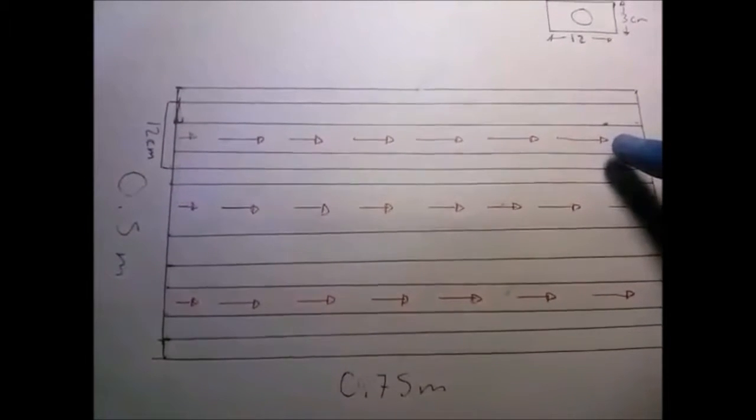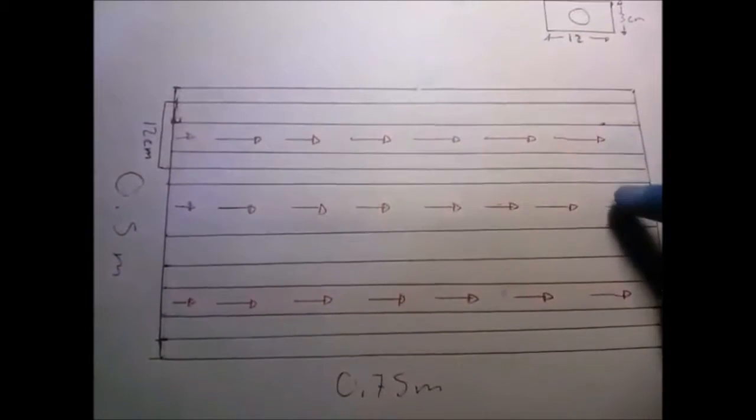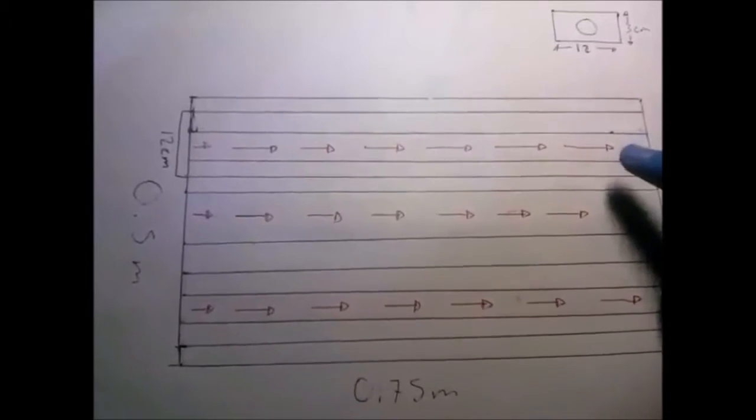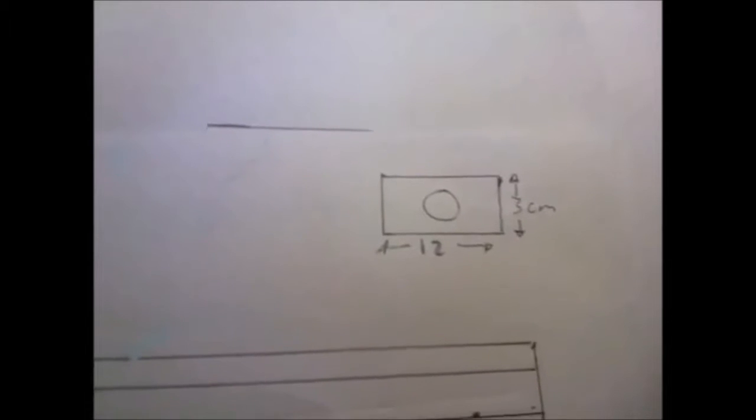Each of these spaces has a little door with a measurement of 12 centimeters. This is the image. In this door, it contains a little circle like this, where the springs are located.